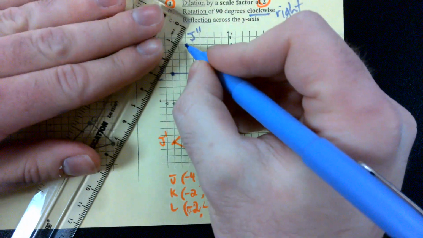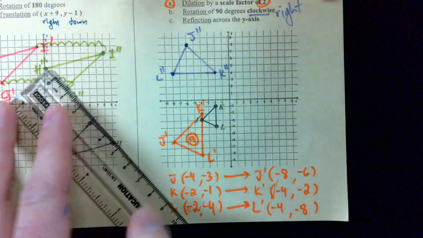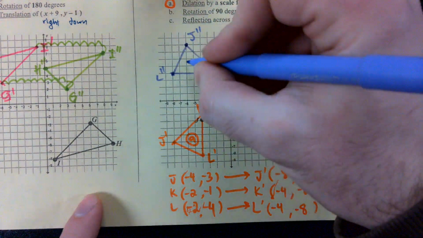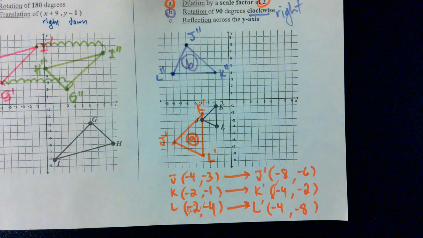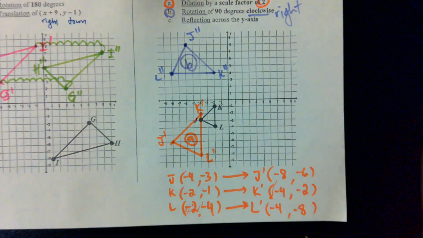Boom. Just like that. So that's transformation B. That was our 90-degree rotation clockwise, going up to the right.